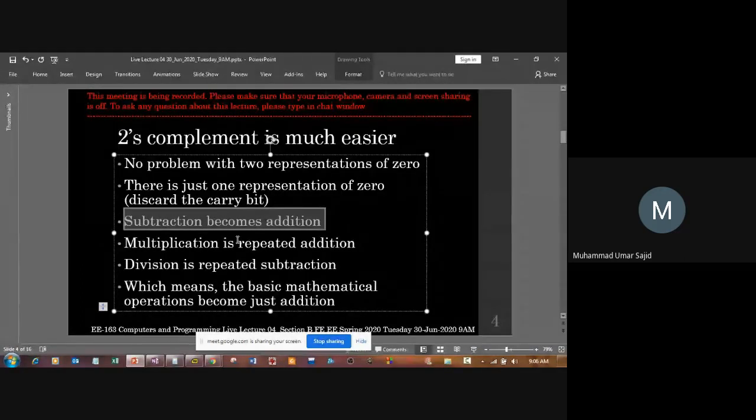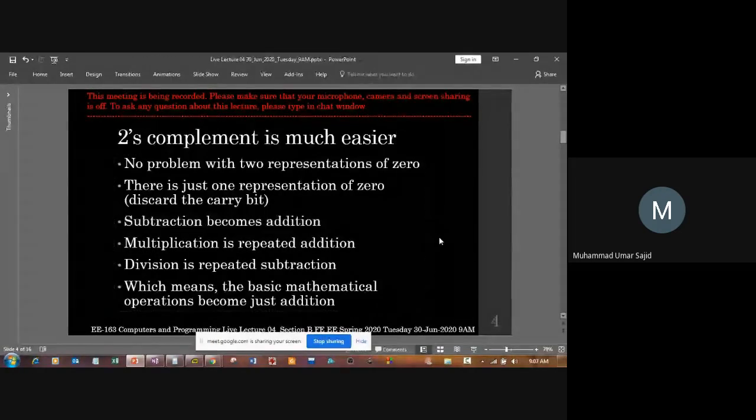So that means that the basic mathematical operations become just addition. And pretty much all the operations of maths can be done using just addition and something known as shifting. You just shift the numbers one bit at a time, either to the left or to the right. It depends on what process you are using. But just by addition and shifting, we can construct pretty much all the mathematical operations there are.